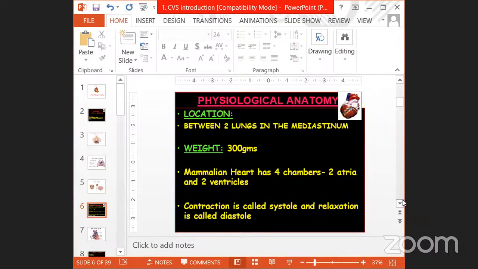It weighs around 300 grams, and mammalian heart has four chambers, that means two atria and two ventricles. And the contraction of heart is known as systole and relaxation is known as diastole.